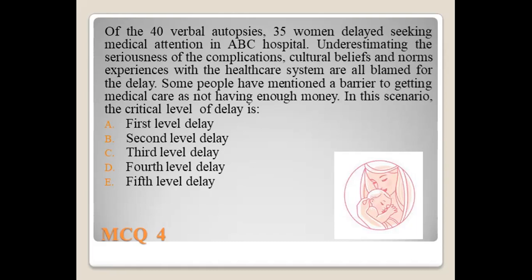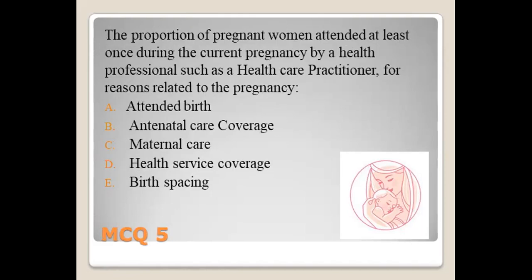In this scenario, the critical level of delay is: A, first level delay; B, second level delay; C, third level delay; D, fourth level delay; or E, fifth level delay. What will be the correct option? The correct option is A, first level delay, as I already mentioned that cultural beliefs and norms come under the first level delay. MCQ 5.